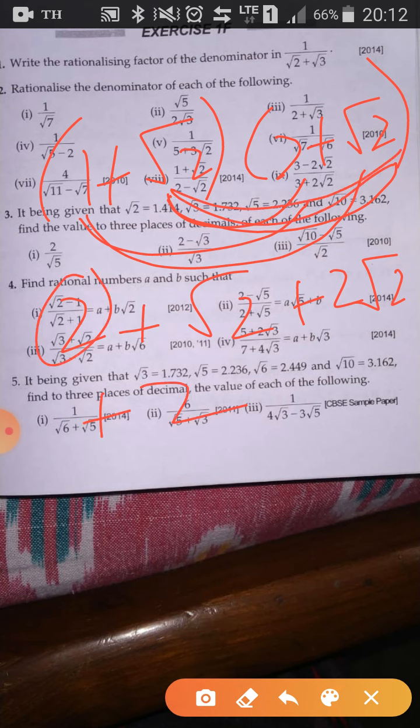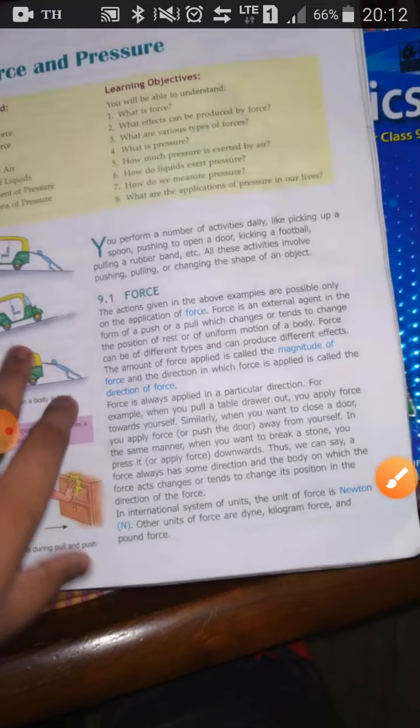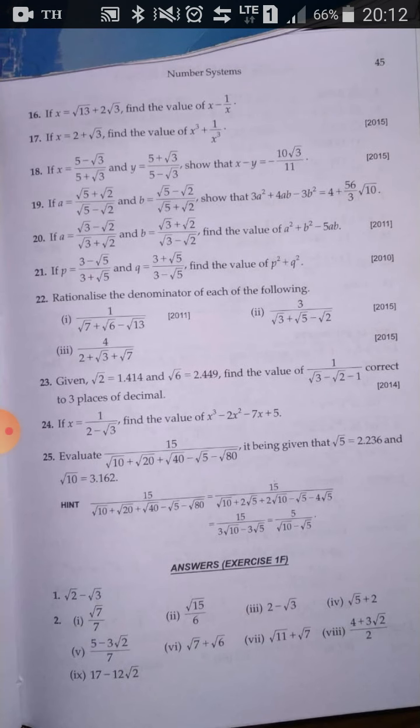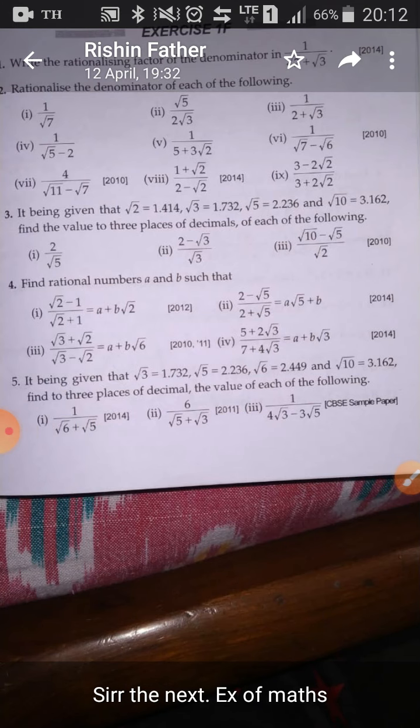So 2 plus 2 is 4, and root 2 plus 2 root 2 is 3 root 2. 4 plus 3 root 2 by whatever you get in the denominator. So here also you can see that it is 4 plus 3 root 2 in the numerator, and in the denominator they have 2. You are going to find out how you get 2 in the denominator.